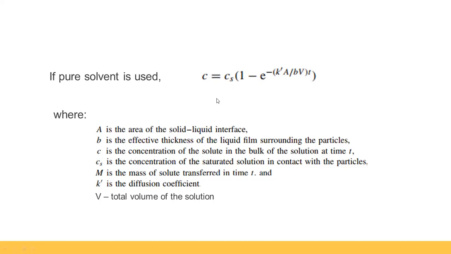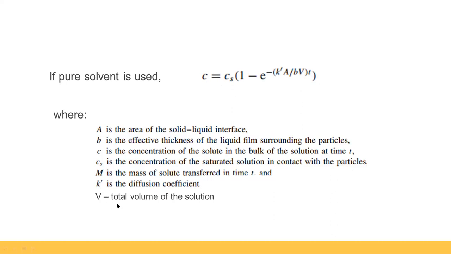So it also has the constant, which is the concentration of the saturated solution in contact with the particles. So this is C sub S. Your K prime, which is a diffusion coefficient, your A, the area of the solid-liquid interface, and B, which is the effective thickness of the liquid film surrounding the particles, are all, shall I say, empirically determined constants.